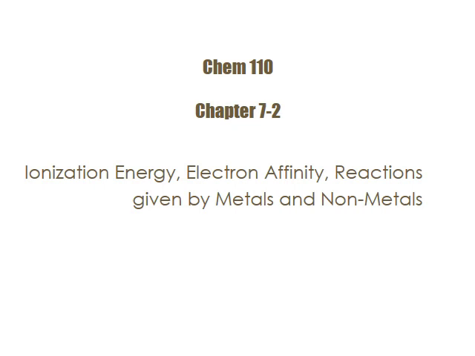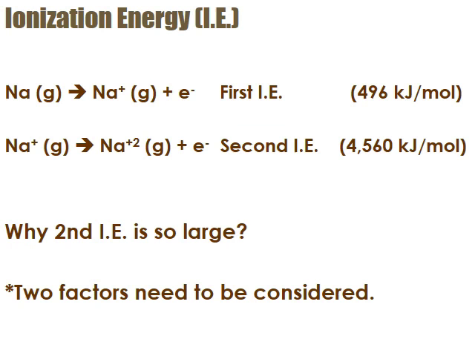In this section of chapter 7, I would like to discuss ionization energy, electron affinity, and reactions given by metals and nonmetals. Ionization energy. This is the energy needed to remove an electron from an atom.